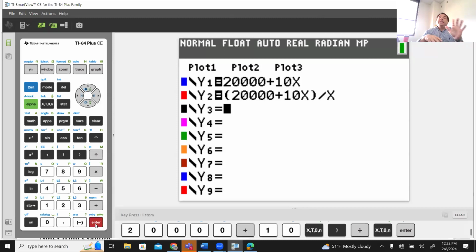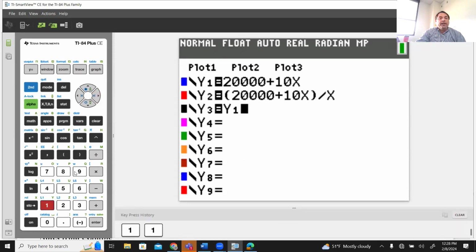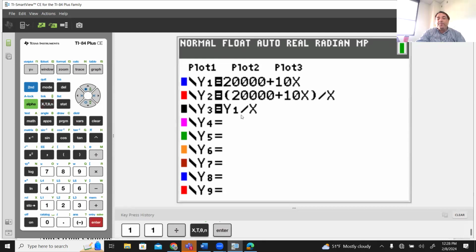Good so far? Now, I do want to point out, some of you may have thought, ooh, I know a shortcut. Anybody know a shortcut to this? Where's cost? Couldn't I just do vars, y vars, function y1 divided by x? If you want to be a little lazy, not write it again. Aren't they the same thing?